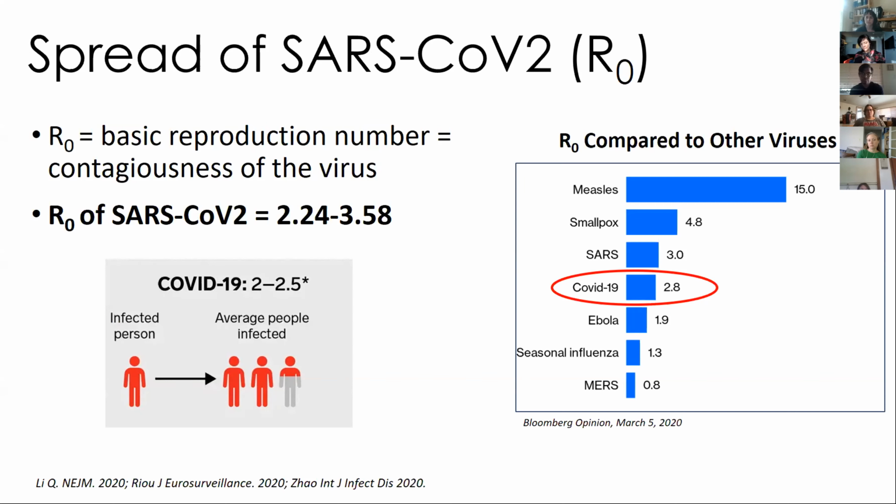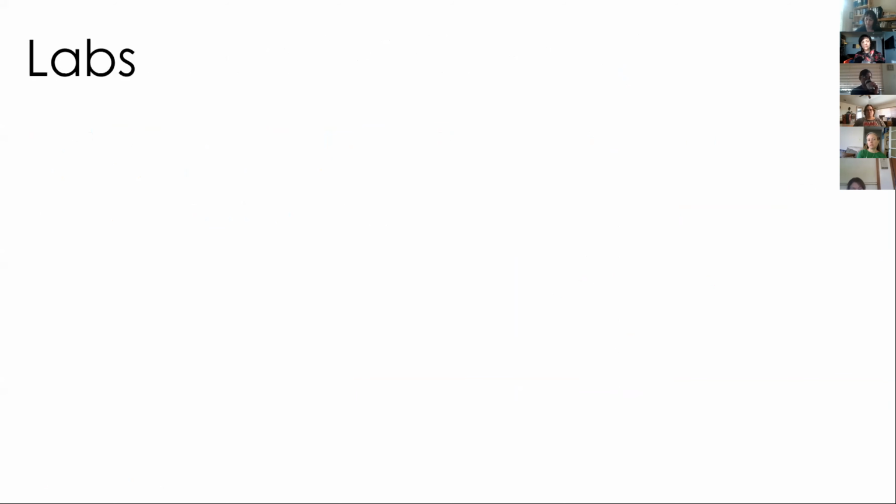So what that means is that from one infected person, the average number of infected people is 2 to 2.5. This is more for the clinicians, so I'm not going to go over it.